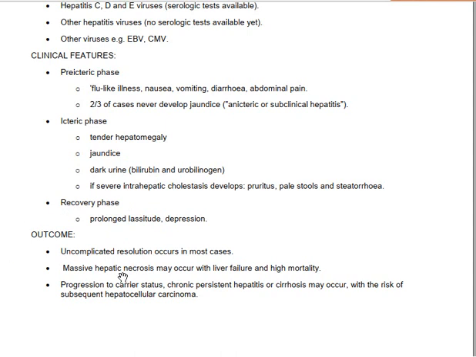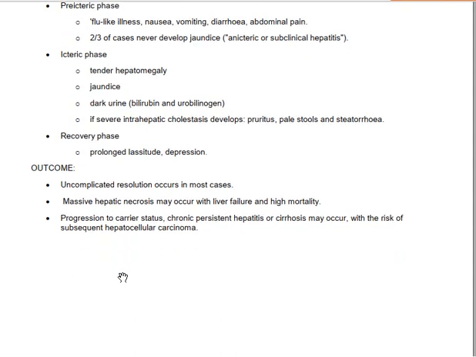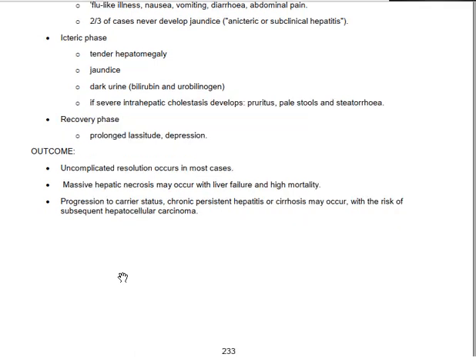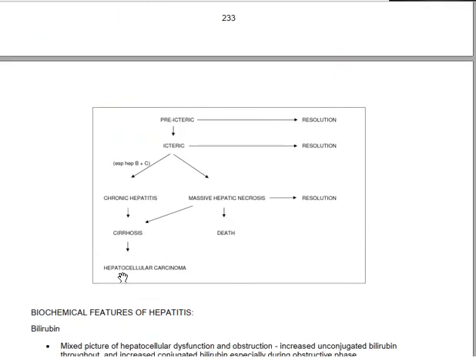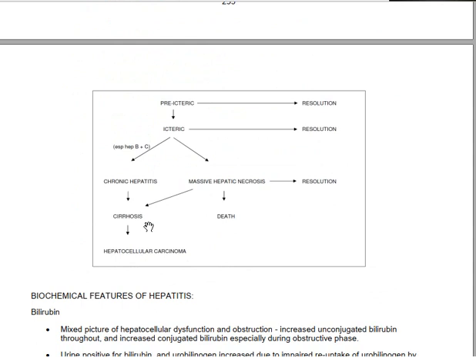Now massive hepatic necrosis is going to result in liver failure and a high mortality, and the progression can also result in chronic hepatitis. So those are the different fates of hepatitis. Now in the pre-icteric period, it can resolve. In the icteric period, it can resolve. It can also result in chronic hepatitis, which can result in cirrhosis, which can result in hepatocellular carcinoma.